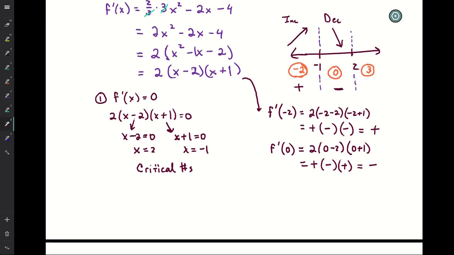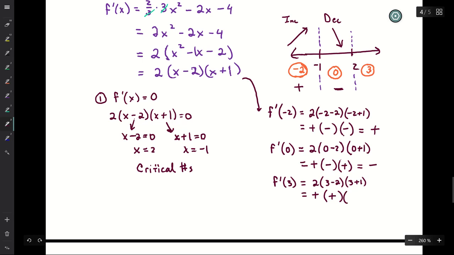All right, and then finally, I'm going to do f prime at the last test value, which is 3. So we'll say 2 times (3 minus 2) times (3 plus 1). Okay, determining signs, 2 is positive, multiplied by 3 minus 2, that's positive, multiplied by 3 plus 1, that's positive. So 3 positives multiplied together will definitely be positive. So the sign of my derivative in that interval is positive. That's indicating that I'm going uphill, which is indicating that I'm increasing.